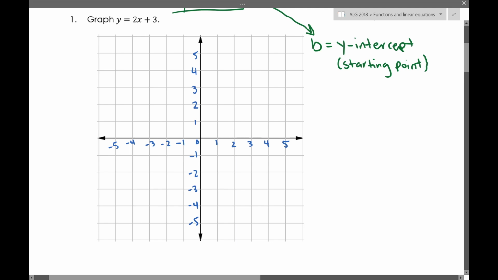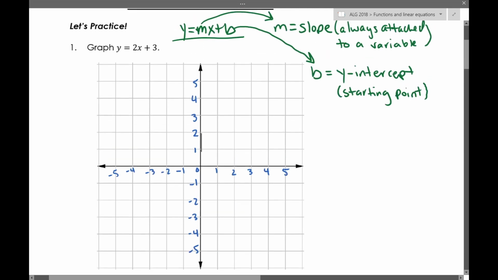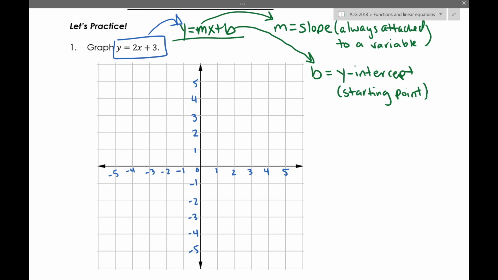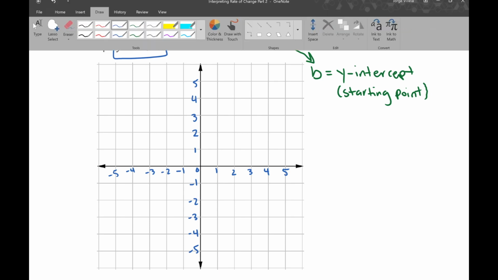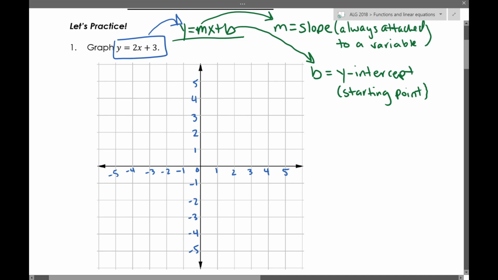So, let's go ahead and let's start with our starting point. And I said that my starting point was b. So is there anything in this one that is similar to the b here? What number is b? Well, if I just look, it's the number not attached to my x, which is 3. So my y-intercept is 3. So where does my y-intercept happen? Remember, it's the y-axis, so it's the point 3 right here. Okay, so that's our starting point.